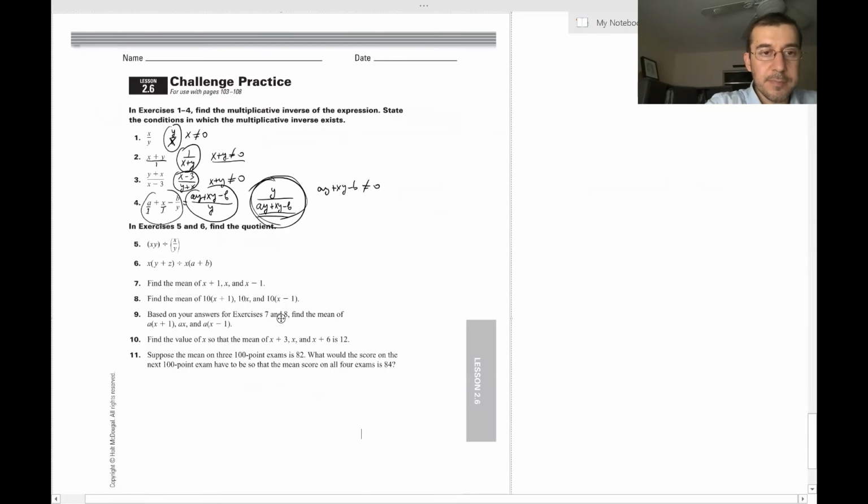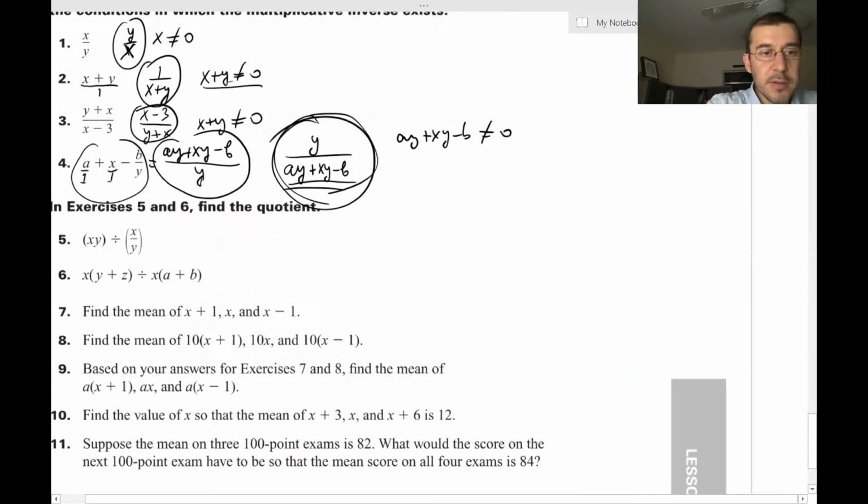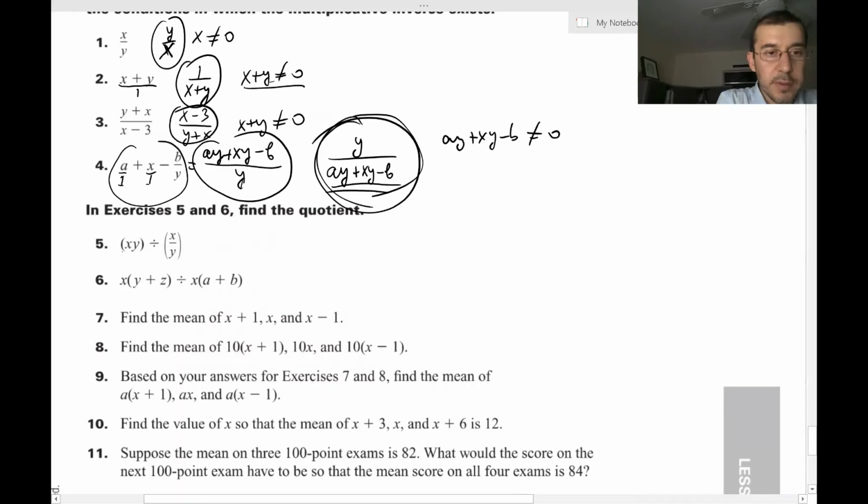In exercises 5 and 6, find the quotient. Okay, so number 5, we have xy times y over x, right? This is the same as, if you think of this as a divided by b, it's the same as a times 1 over b. That's what we're doing here. So x and x cancel out. So you just end up with y times y, or that's y squared.